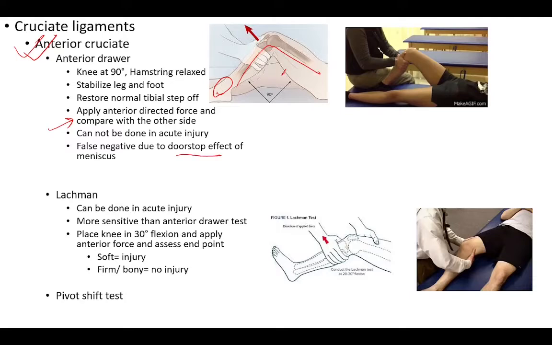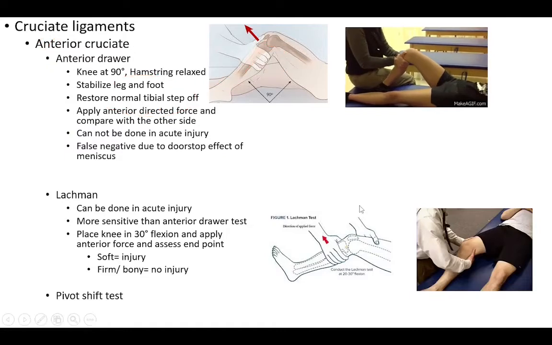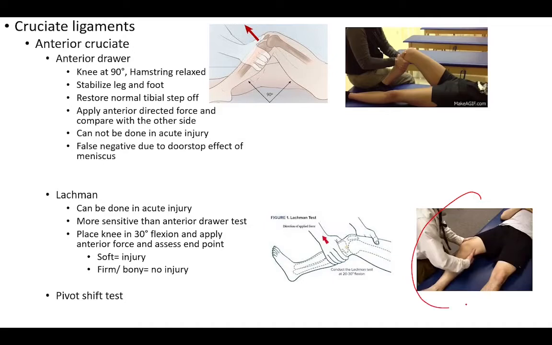Sometimes, in cases of a posterior cruciate ligament injury, this can be interpreted as a false positive draw test because often we may forget to restore the normal tibial step off. To perform the Lachman test, we must place the knee in 30 degrees of flexion. Then we can apply an anterior directed force and then assess the end point.